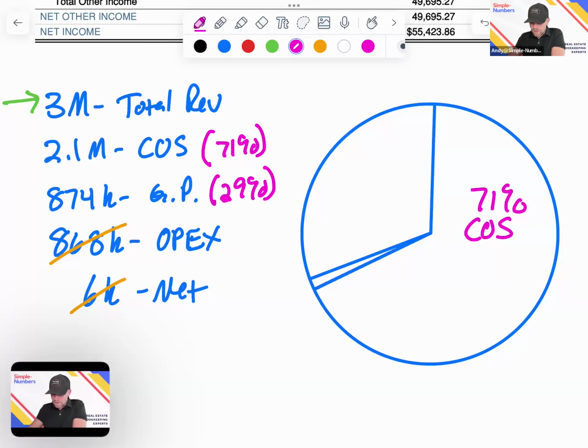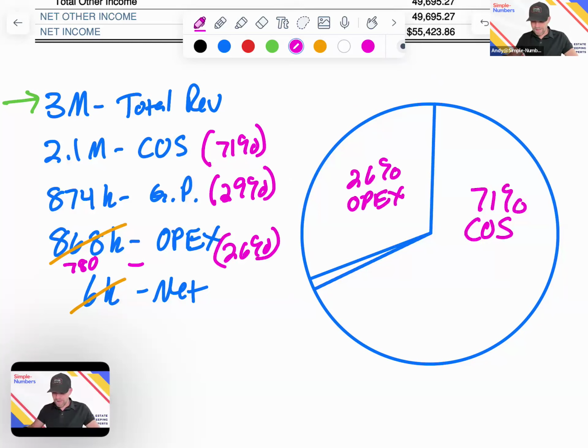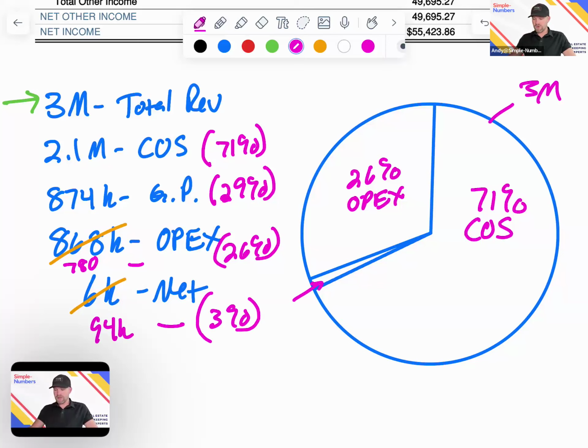Okay, and then we had to pay the bills. On paper, it says 868,000. We actually only spent 780, again, after we removed the owner's salary, which is 26%. So 26% operating expenses. And that left us with just a tiny little bit, not 61, but 94,000 when we add the salary in there, which is 3%. So that's this little section right here. 3% net profit on $3 million in total revenue.